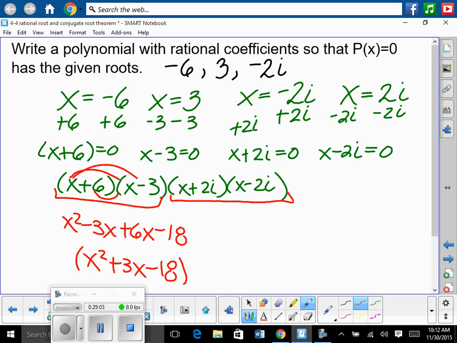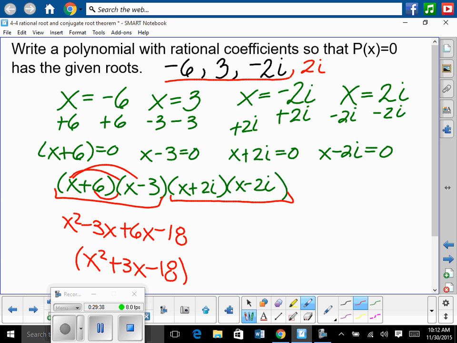Why did you get a negative 2i at the beginning? So we were given these three roots. We know that if you have an imaginary root, its conjugate is also a root. That's the rule for imaginary roots and irrational roots. Is 6 an irrational root? Nope, it can be written as a fraction, so its conjugate's not a root, necessarily. The rule only works for imaginary and irrational roots.